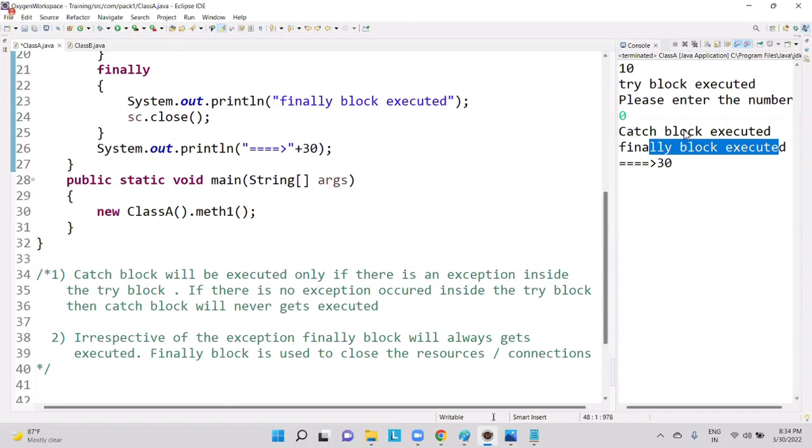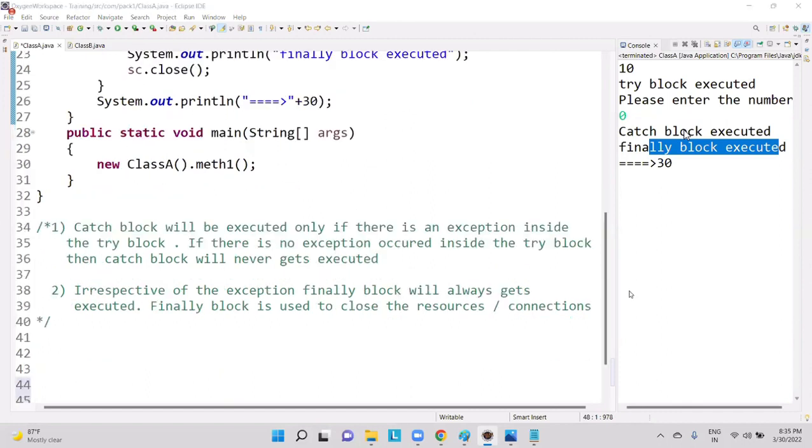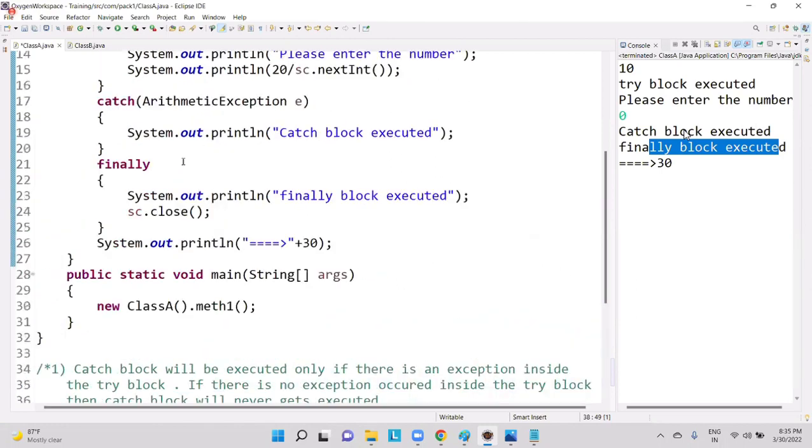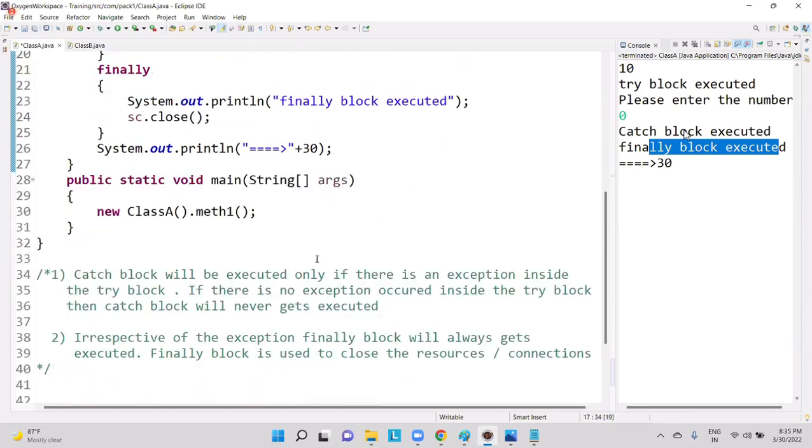Now, I got one more interesting question from Naresh. That is, sir, if we don't know the name of the arithmetic exception, which exception should we write here? Please wait for that answer, Naresh. By the end of today's session, you will be understanding that. Okay, Naresh?